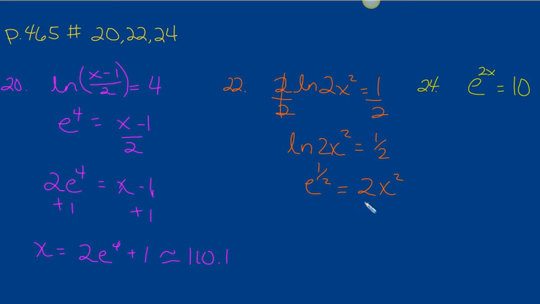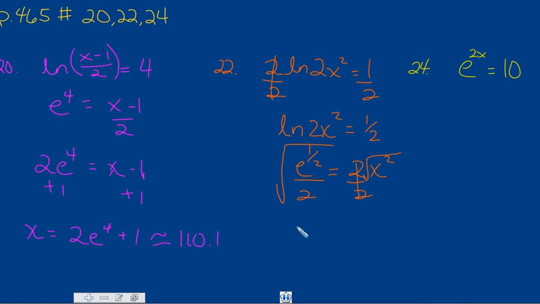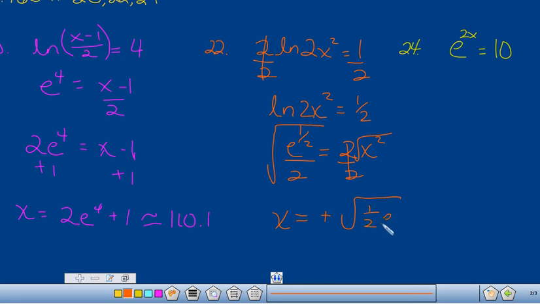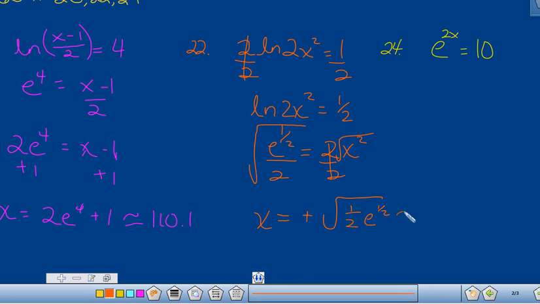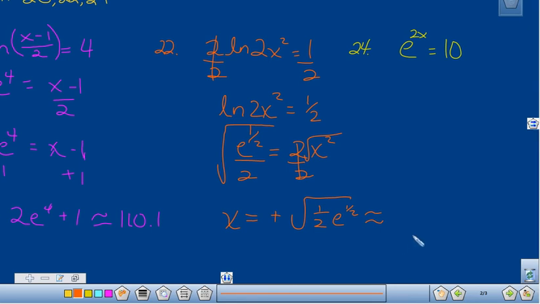And again, we're trying to find x. So let's start by dividing both sides by 2. And again, when you have x squared, you're going to have to take the square root, which, like the other question, is going to create 2 answers. So x will equal plus and minus, I'm going to write this just a little bit differently, the square root of 1/2 e to the 1/2, and that's approximately equal to plus and minus 0.908.